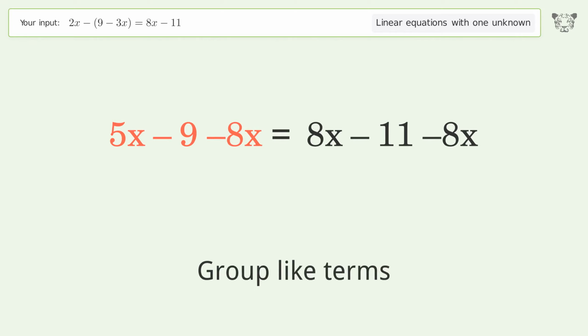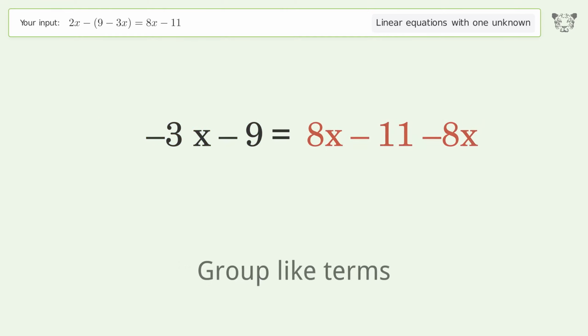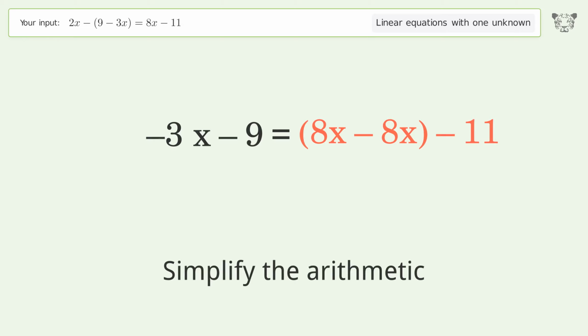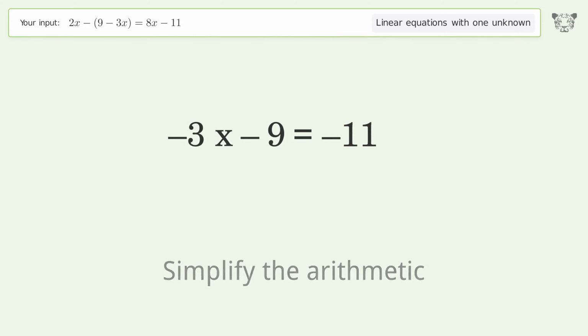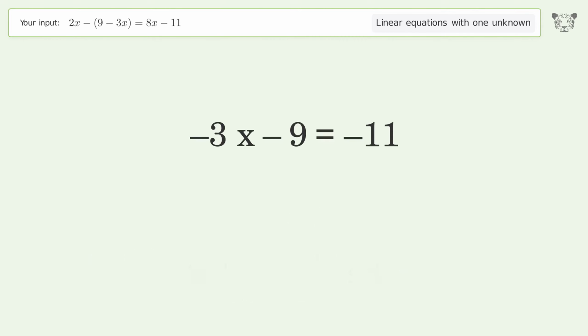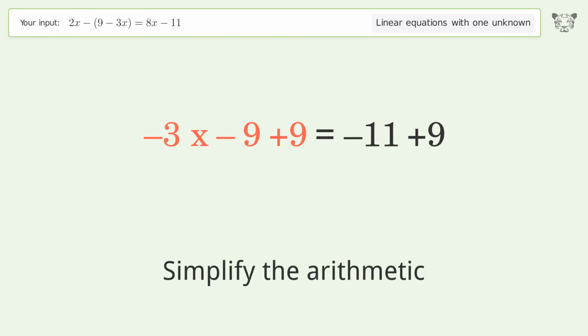Group like terms. Simplify the arithmetic. Group like terms. Simplify the arithmetic. Group all constants on the right side of the equation. Add 9 to both sides. Simplify the arithmetic.